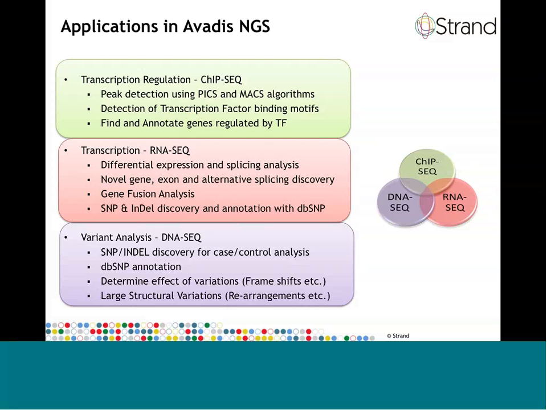This slide contains a little more detail on the three major supported workflows: ChIP-Seq, RNA-Seq, and DNA-Seq. Now, the major objective in ChIP-Seq experiments is to find regions on the genome that bind a particular protein or complex, such as transcription factors, RNA polymerase subunits, or histones. The ChIP-Seq workflow in Avadis NGS allows you to find those regions in the genome that have an overabundance of sequence reads aligned to them, by looking for peaks in the coverage using a variety of peak finding algorithms, such as PICS and MACS.